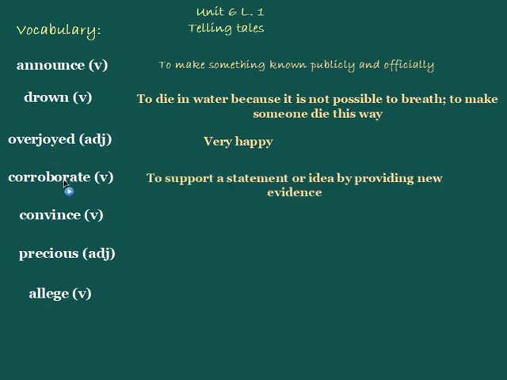corroborate. So this verb means to support a statement or idea by providing new evidence. By the way, all the events of the reading text in lesson 1 are happening in a court. So we have a court and a judge and an imposter. We have a case in a court, and while reading you will know who is the imposter and who is guilty, or what happened in that story. So for example, about the word corroborate, we can say that the police questioned the criminal's brother in order to corroborate his story. So, to support his story or to provide new evidence.